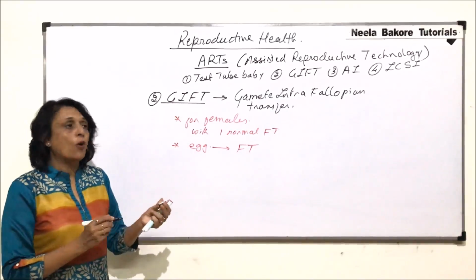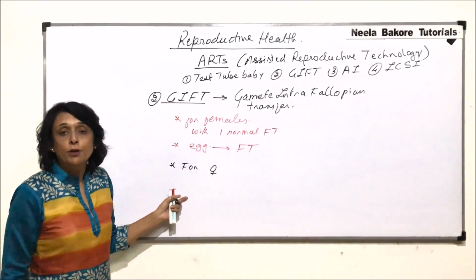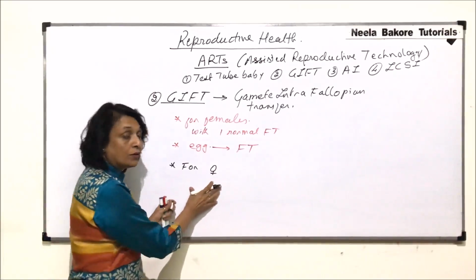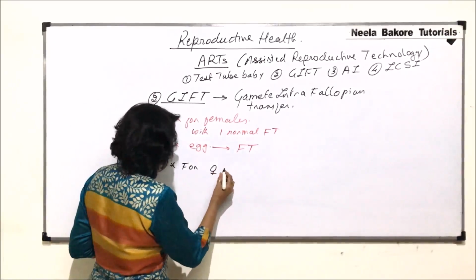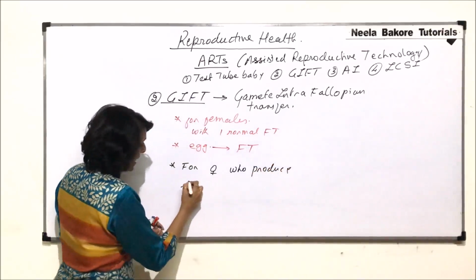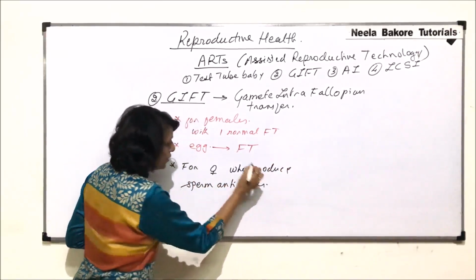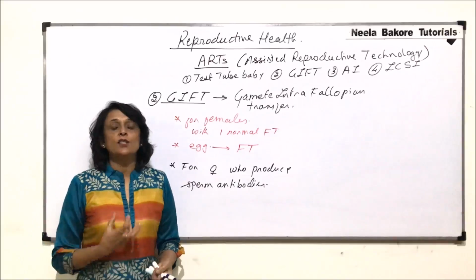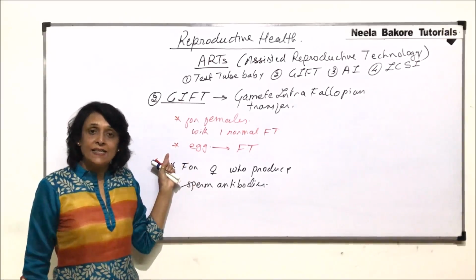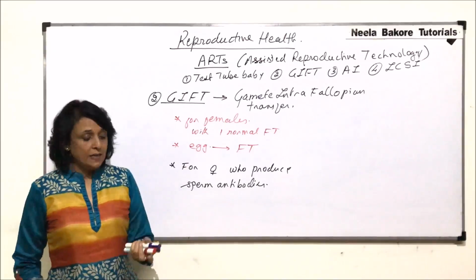This technique can also be used for females who produce sperm antibodies in the vaginal secretion. So this is again a condition. In this case, there are certain chemicals which are not helping in this process, and this technique can be used, and that is why it is known as gamete intrafallopian transfer.